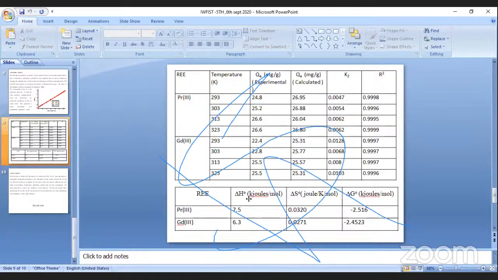So next, coming to thermodynamic studies. The delta H values for both rare earth elements are these. This is delta S, that is entropy, and Gibbs free energy. So these are the values we have obtained from these graphs.